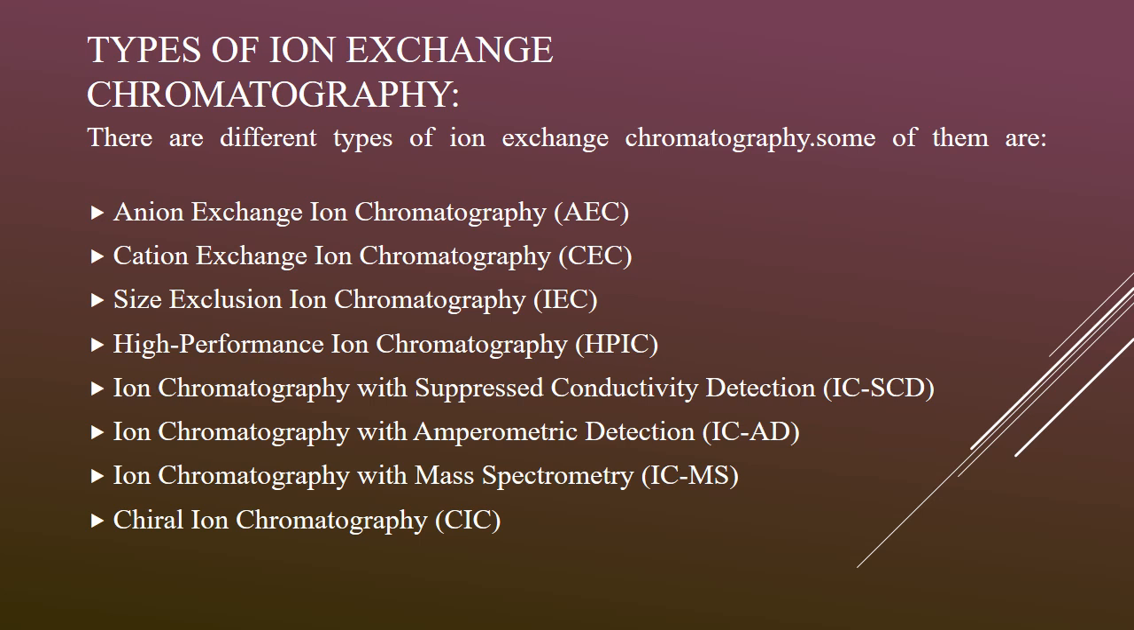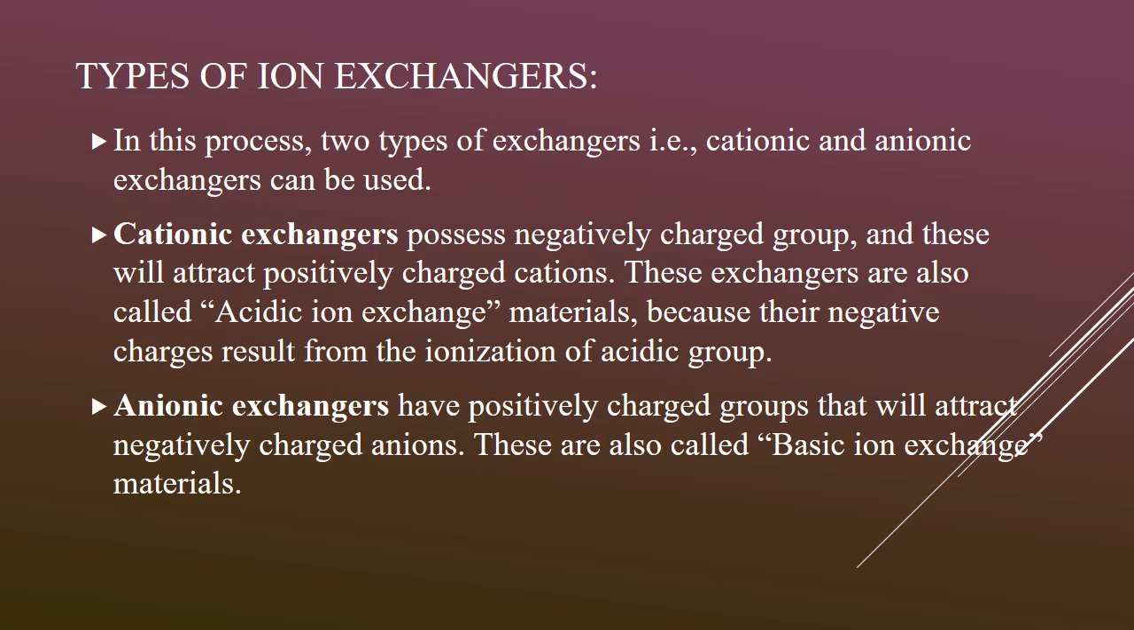So, what are the types of ion exchange chromatography? There are different types of ion exchange chromatography. Some of them are anion exchange ion chromatography, cation exchange ion chromatography, size exclusion ion chromatography, high performance ion chromatography, ion chromatography with suppressed conductivity detection, ion chromatography with amperometric detection, ion chromatography with mass spectrometry, and chiral ion chromatography.